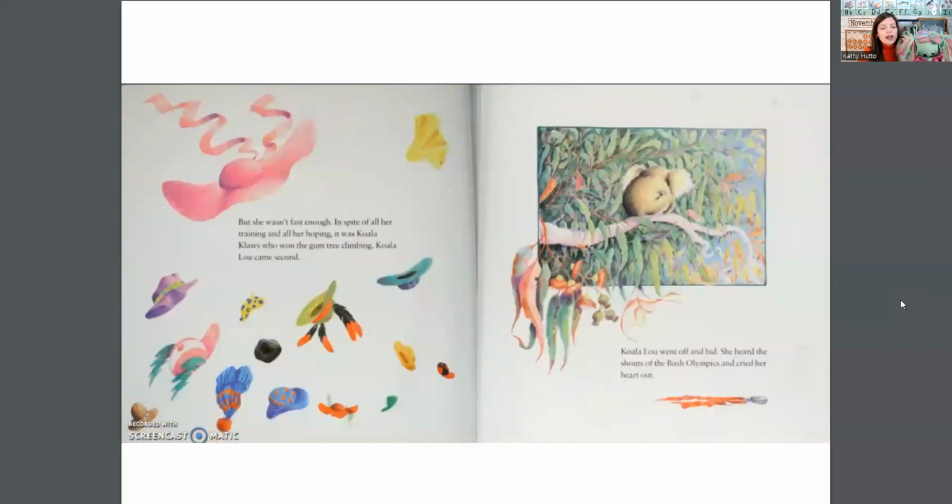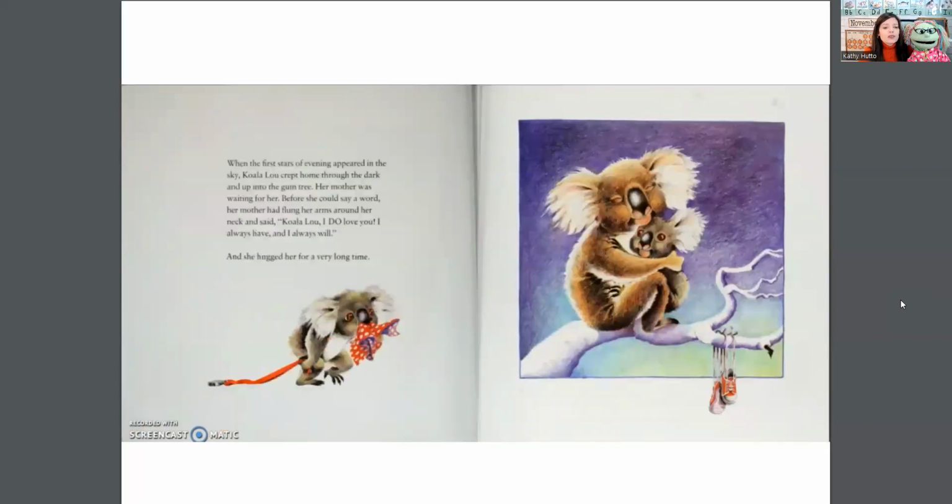But she wasn't fast enough. In spite of all her training and all her hoping, it was Koala Claus who won the gum tree climbing contest. Koala Lou came in second. Koala Lou went off and hid. She heard the shouts of the Bush Olympics, and she cried her heart out. When the first stars of evening appeared in the sky, Koala Lou crept home through the dark and up into the gum tree. Her mother was waiting for her.